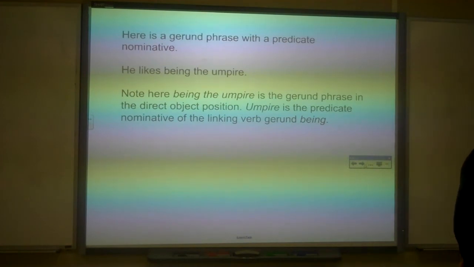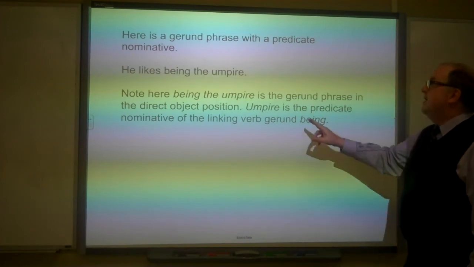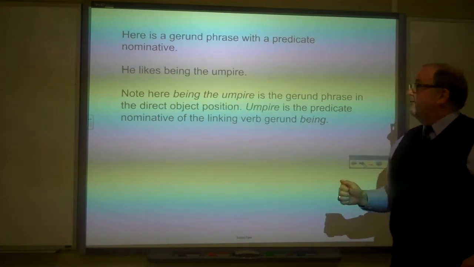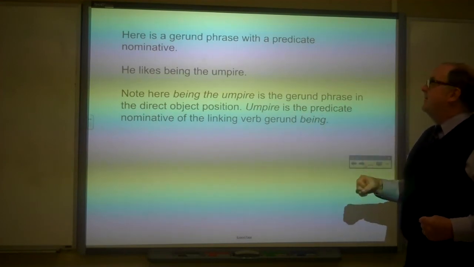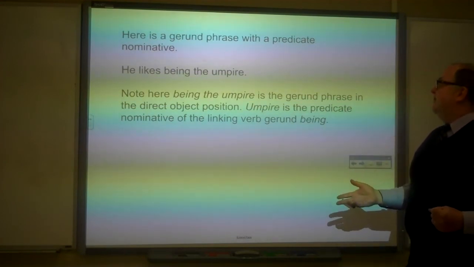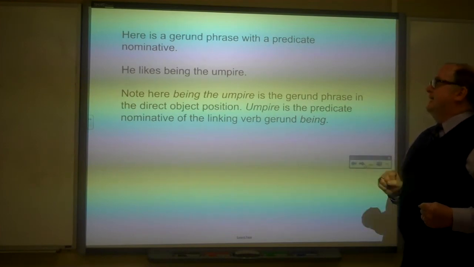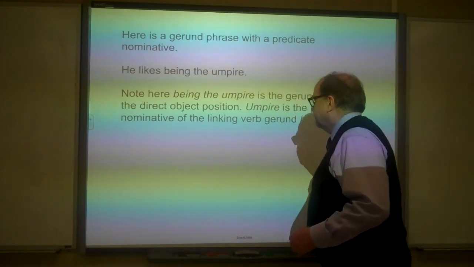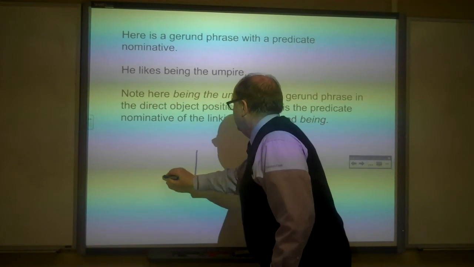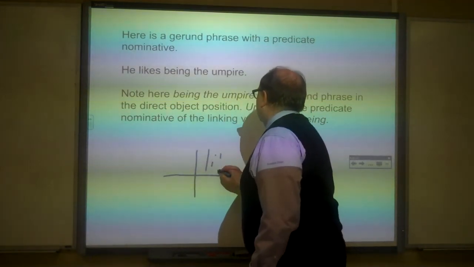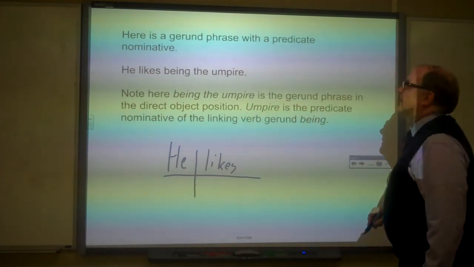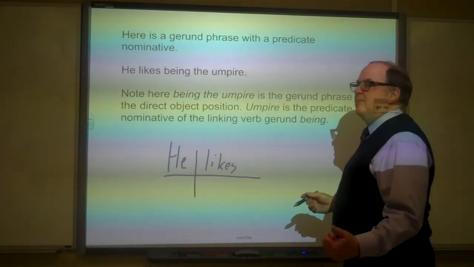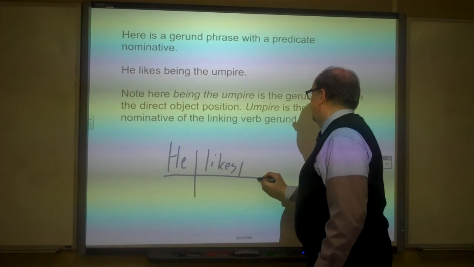Okay, here is a gerund phrase with a predicate nominative. He likes being the umpire. Notice being the umpire is the gerund phrase in the direct object position. Umpire is the predicate nominative of the linking verb gerund being. Let's try to leave it a little more room this time. Okay, likes is the verb. He is the subject. Likes what? Being the umpire. Being the umpire is the direct object.